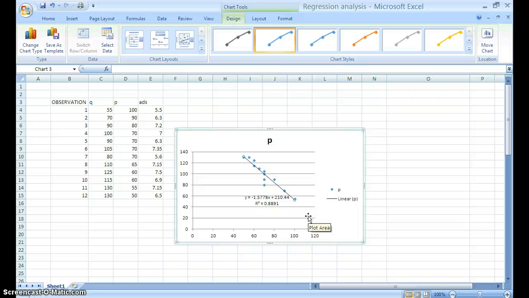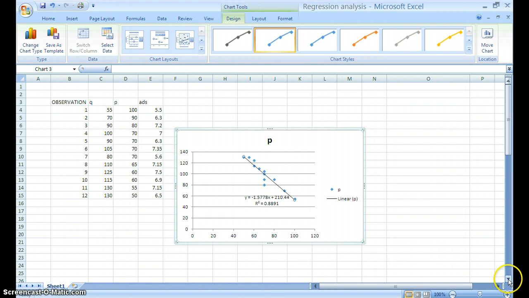And the R squared, which is the coefficient of determination, is 0.8891, rounding off to 89. What that means is 89% of the variation in that data is explained by that line, the equation of which is the one we just saw. So that's a really good fit. There is a significant relationship between the price and the quantity, and that's the equation that defines it. So that's the easiest way to do one with two factors.